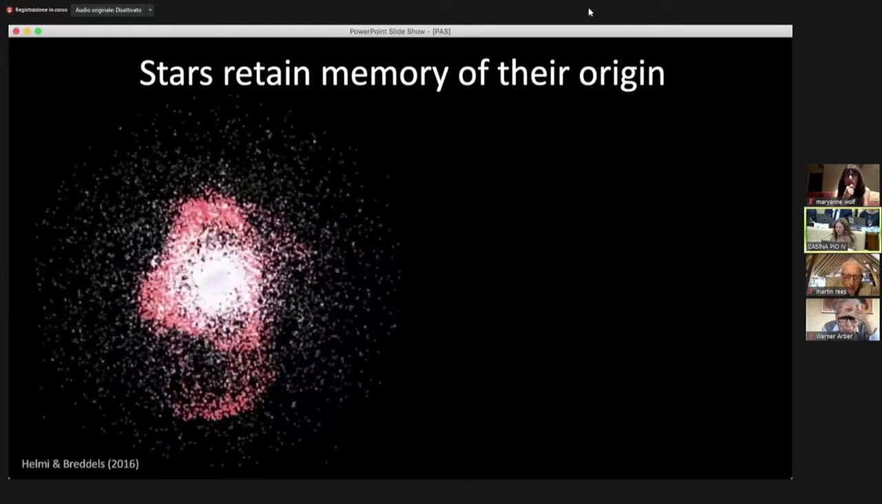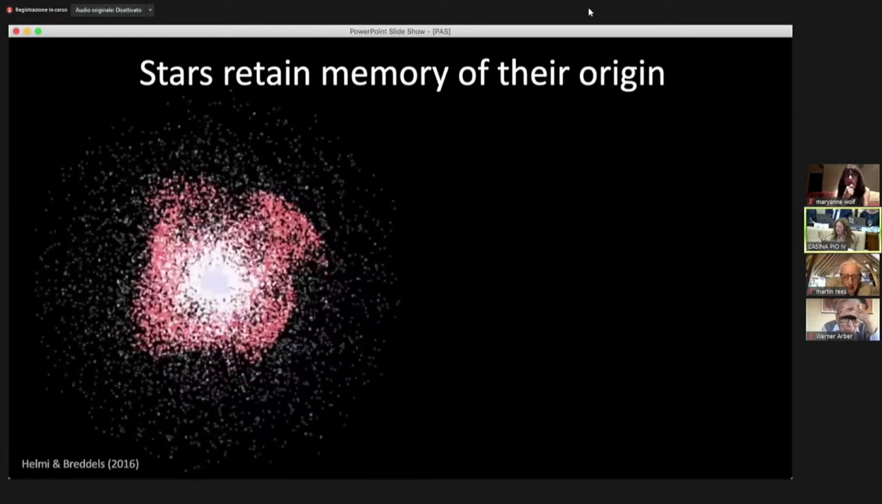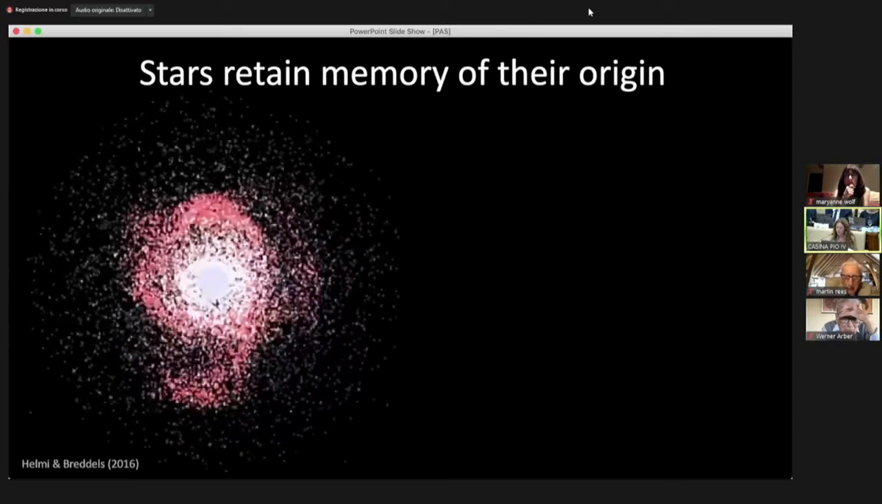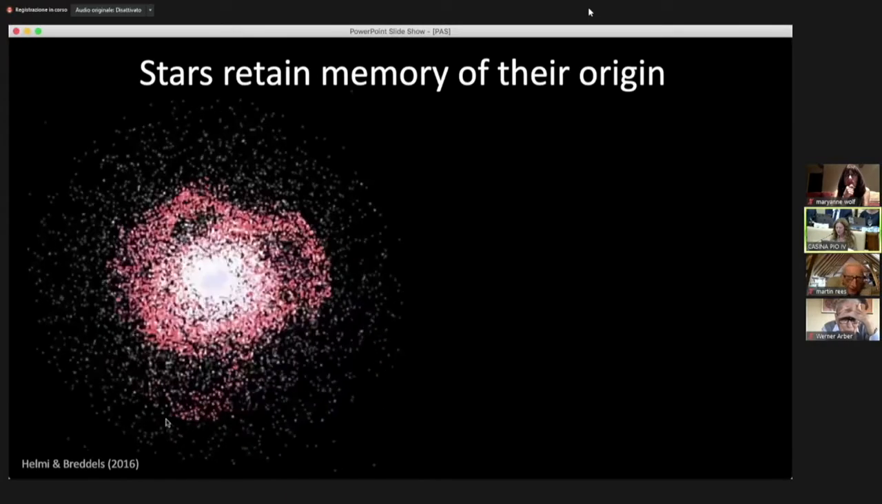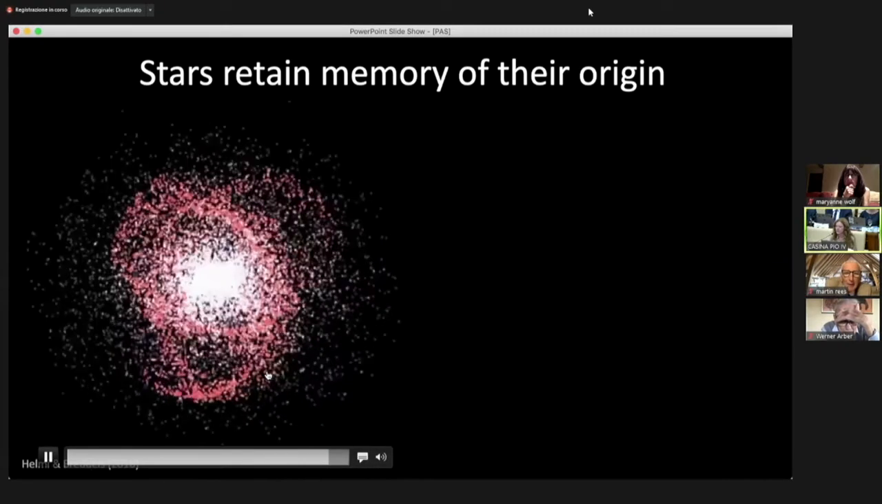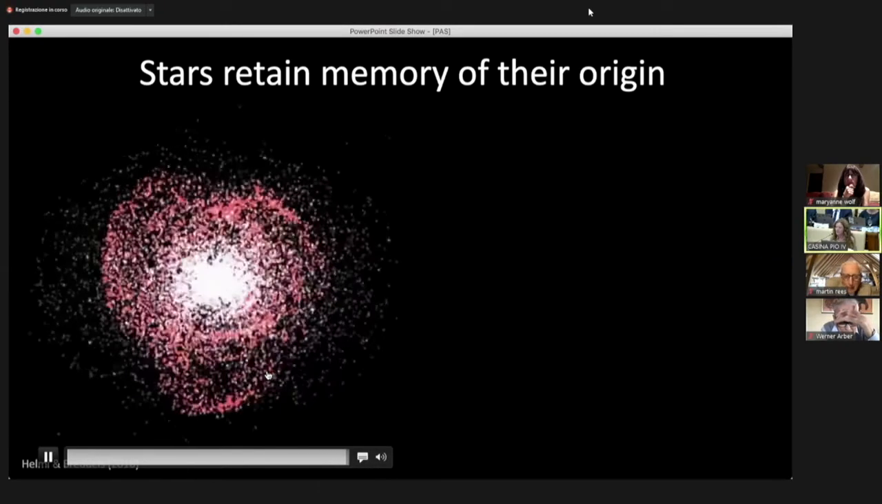And at some point, you see these red stars are smoothly distributed in space. They follow the original orbit of their progenitor. But if you look at any given position, what you see is that the stars actually move together through space in streams.